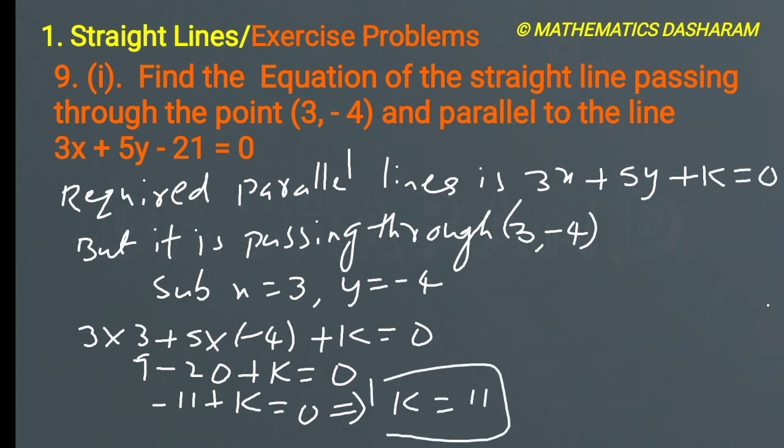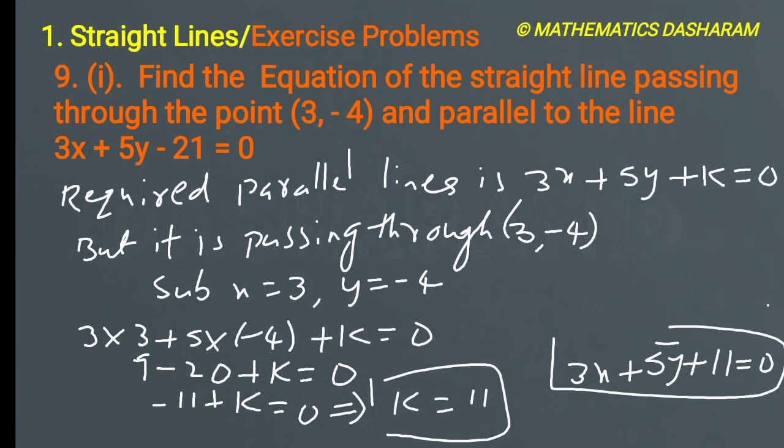So finally the required equation is what? 3x plus 5y plus k value is how much? 11 equals 0. This is a parallel line to 3x plus 5y minus 21 equals 0.